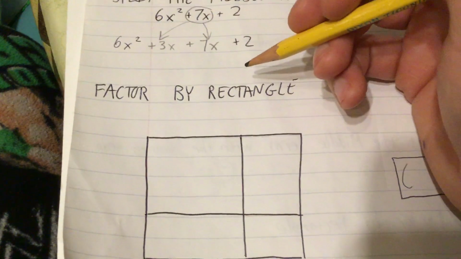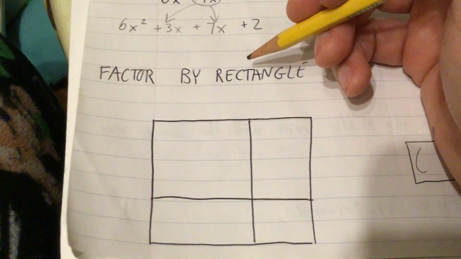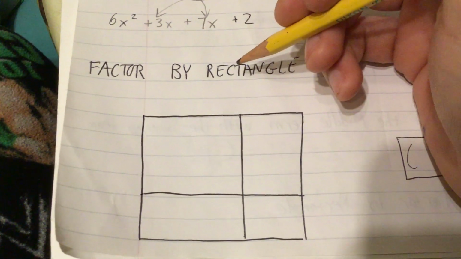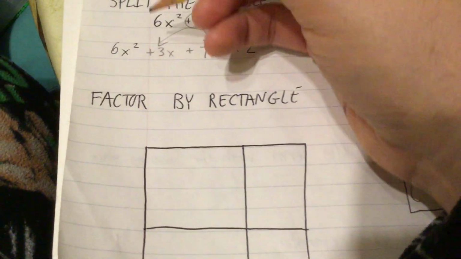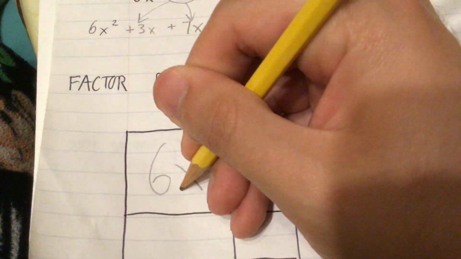Okay, so factor by rectangle. What does that mean? This is the method that my 2011 summer school boss showed me, and I thought this was the coolest thing. 6x squared goes in the top left.